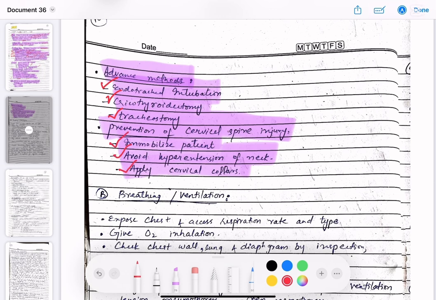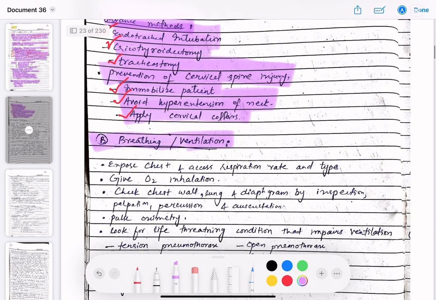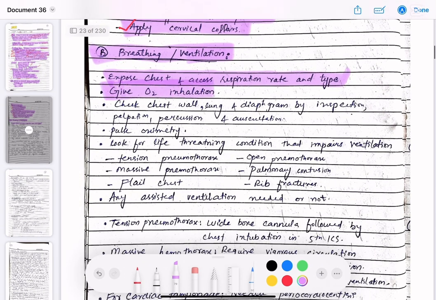Then we have breathing and ventilation. Expose the chest and assess respiration rate and type. Then give O2 inhalation, then check the chest wall, lung, and diaphragm by inspection, palpation, percussion, and auscultation. Pulse oximetry is done. Look for life-threatening conditions that impair ventilation: tension pneumothorax, massive hemothorax, open pneumothorax, pulmonary contusion and rib fracture, flail chest, and whether assisted ventilation is needed or not.